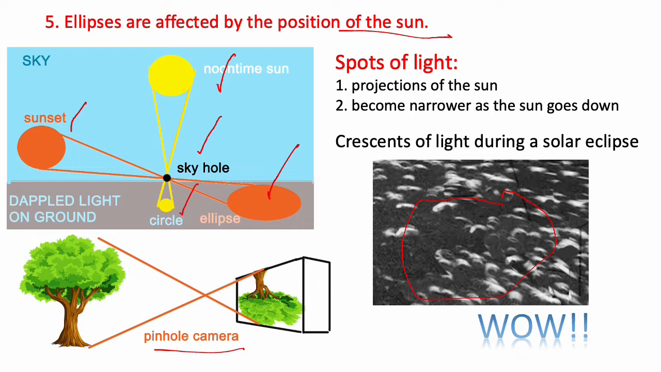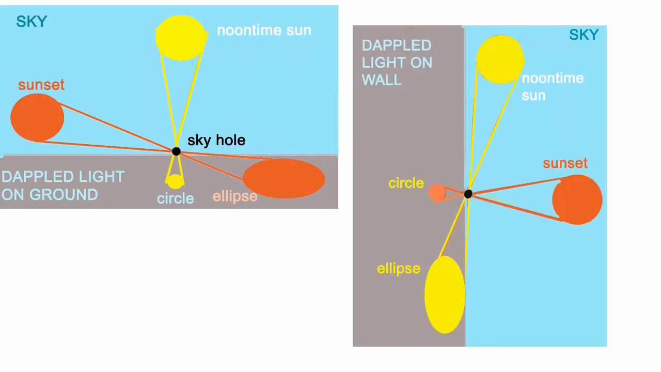To see the eclipse without looking at the sun, you can use the same principle by making a hole in cardboard and looking at the projection of the sun on a surface. If you think of light as a cone, then you can predict what shapes will form on various surfaces. We already saw that the shape of light on a horizontal surface becomes more elliptical as the sun goes down.